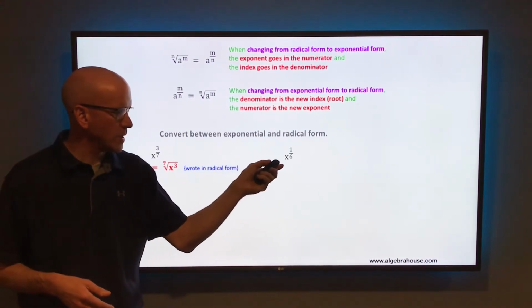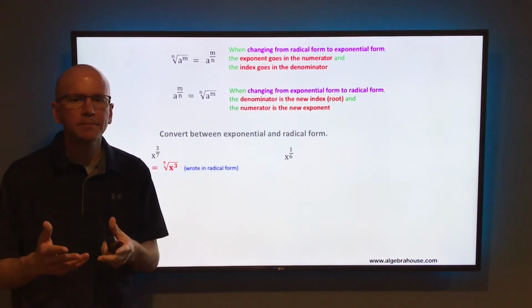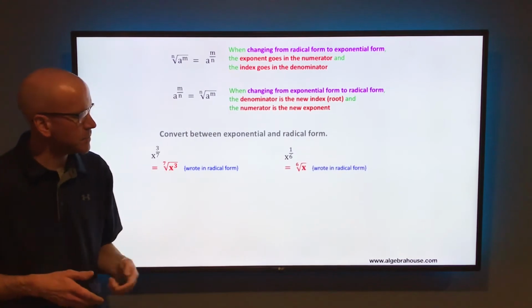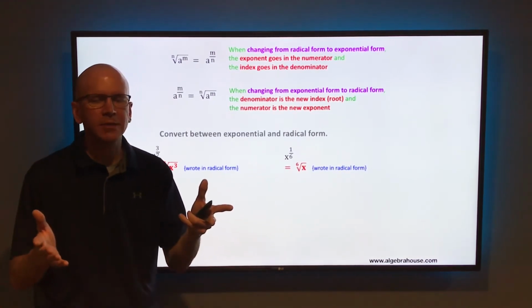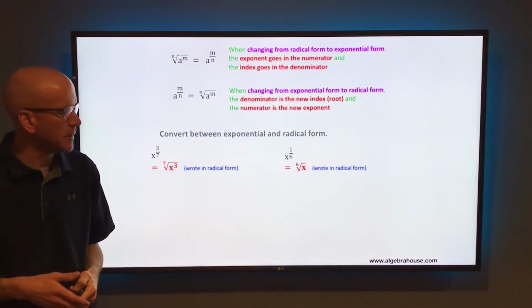If you have x to the 1/6 power, that denominator, that 6, is the root. And that 1 in the numerator becomes the new exponent. So that would be the 6th root of x to the 1st. We're not going to write x to the 1st power, just x is fine.